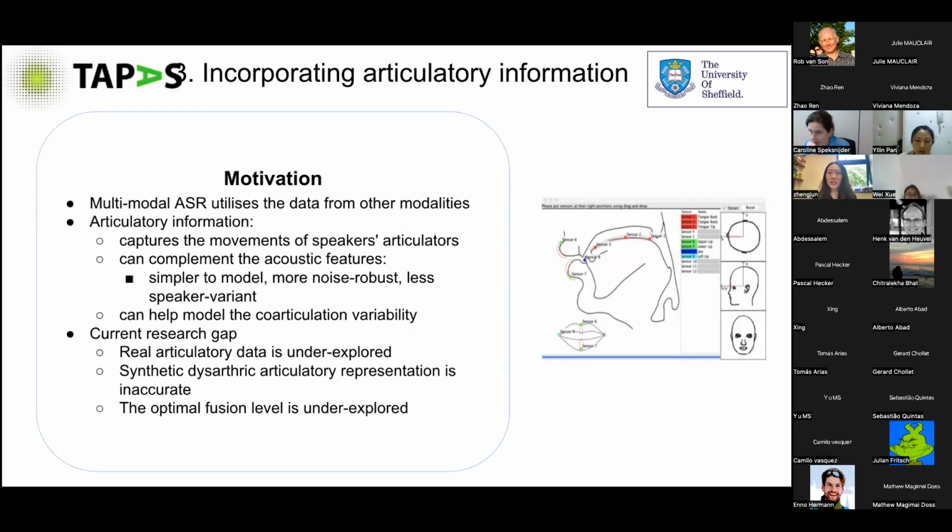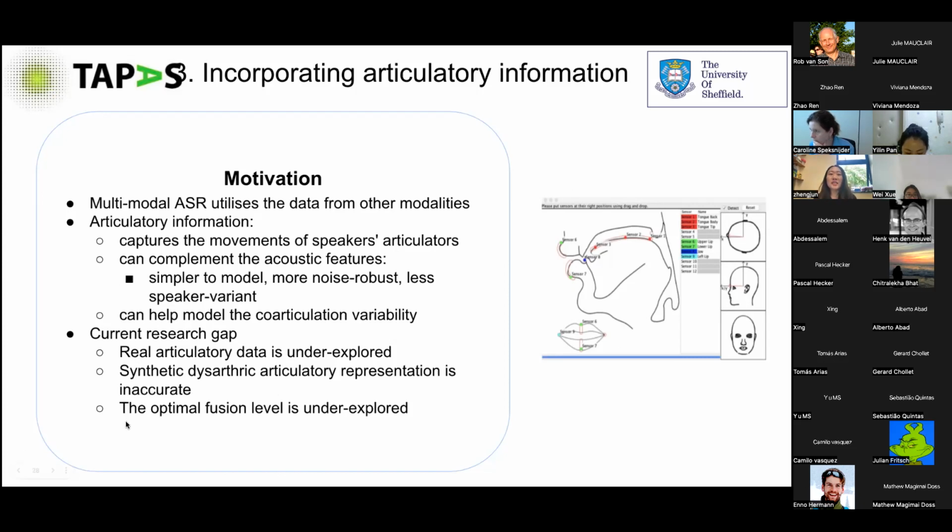That's why we think articulatory information can help with this task. However, there are three current research gaps in this task. The first one is that real articulatory data is underexplored. Most of the previous studies used synthetic dysarthric articulatory representations, which are learned by the mapping from acoustic to articulatory. And this mapping is usually learned from typical speech. So because of the mismatch, it cannot represent dysarthric speech well.